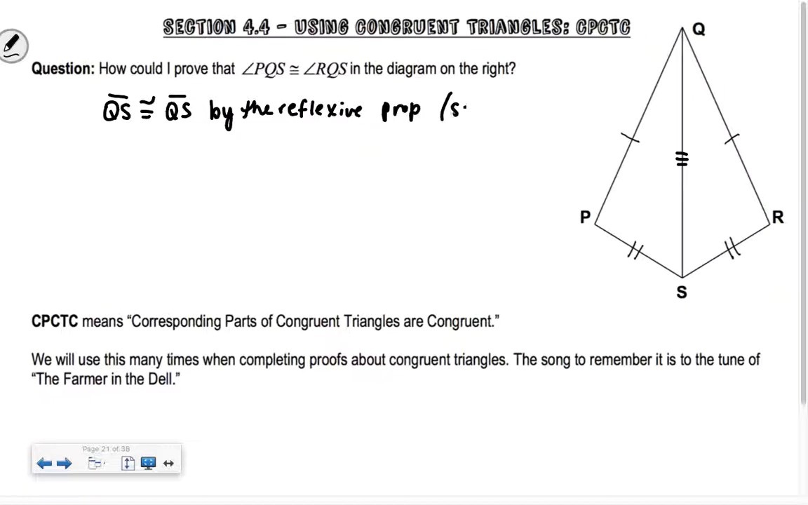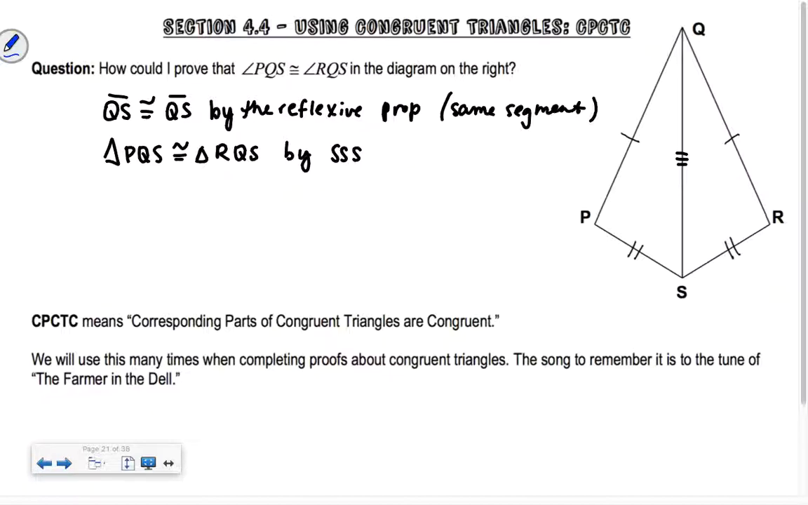Or you could say same segment. And then you could say that the two triangles, the left triangle and the right triangle, are congruent to each other. Triangle PQS has to be congruent to triangle RQS by side, side, side. Once you know that triangles are congruent, you can say all of their pieces are congruent to all of the pieces in the other triangle.